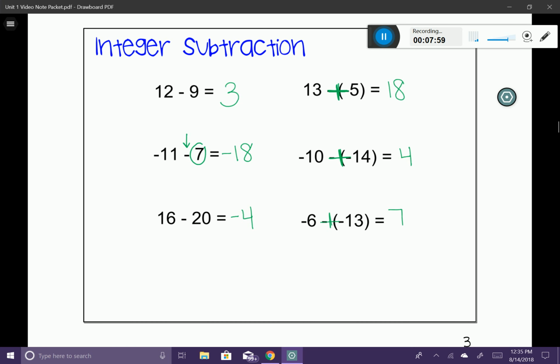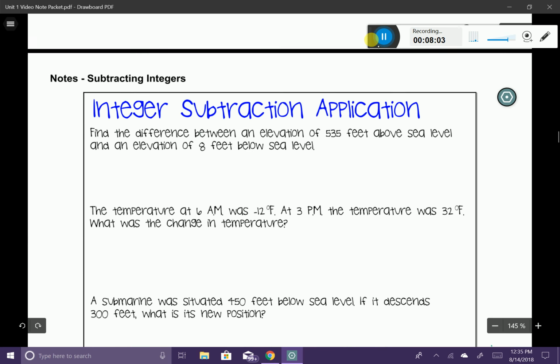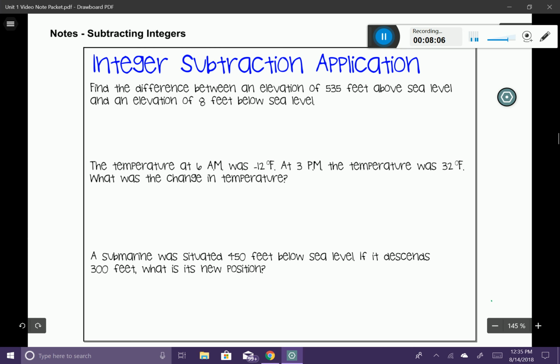Okay, now that we've practiced some integer subtraction, let's go ahead and try some application problems, or I like to call these real-world application problems. These are situations where you can actually see integers occurring in the real world. So number 1 states, find the difference between an elevation of 535 feet above sea level and an elevation of 8 feet below sea level.